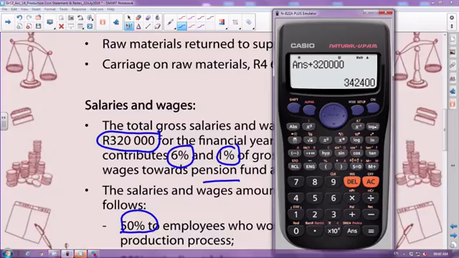Right now, 50% of that would be for employees directly working in the production process. So fine, take that figure and say times 50%. And that gives you a figure of, let's just divide that by 100 because we didn't have the percentage sign, 171,200. Okay, so what is this all about?